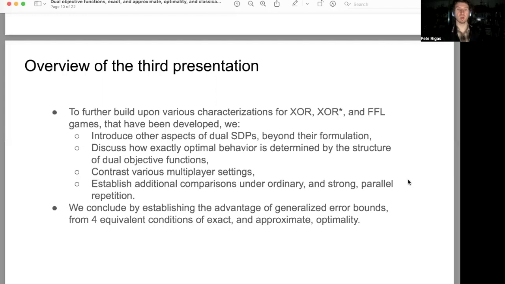And this will allow us to contrast various multiplayer settings, which also allows us to establish additional comparisons under ordinary and strong parallel repetition. And finally, we're going to conclude by establishing the advantage of a generalized error bound from four equivalent conditions of exact and approximate optimality into two-player settings.